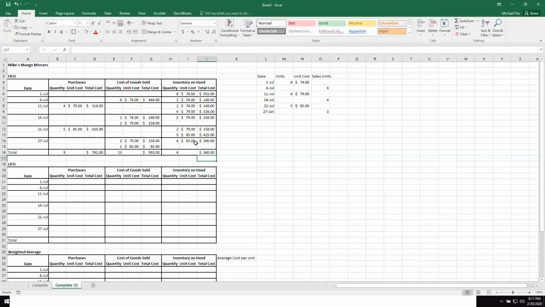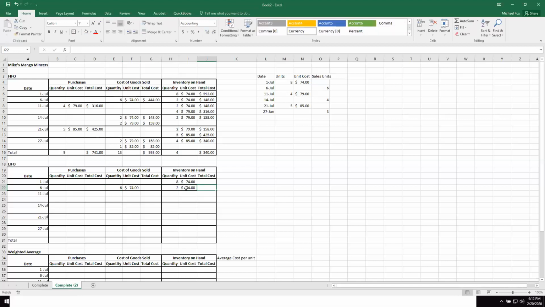Okay. So last in, first out is going to look a lot like this, but the opposite, right? And so again, in the beginning, it's going to look exactly the same, which is I started with 8 units that cost $74. Then I purchased 6 more units. I sold 6 units that cost $74. So I have 2 of those $74 units left over.